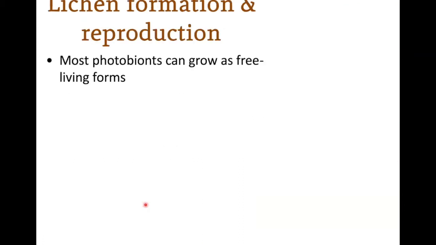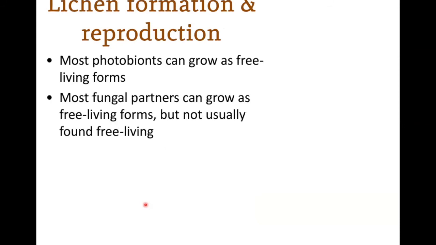Right, let's go to slide number 4. What I want to talk about here is how lichens form and how they reproduce. Most of those about 100 species of photobionts, either alga or cyanobacteria, can grow as free-living forms, so they can grow without their fungal partner.